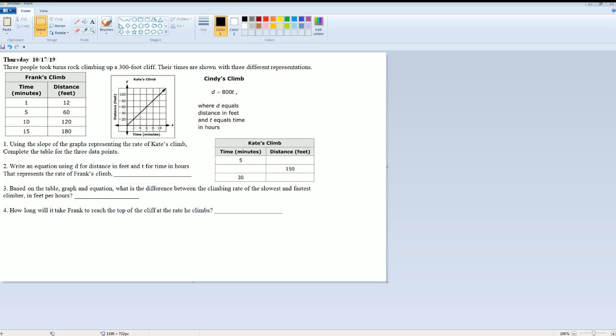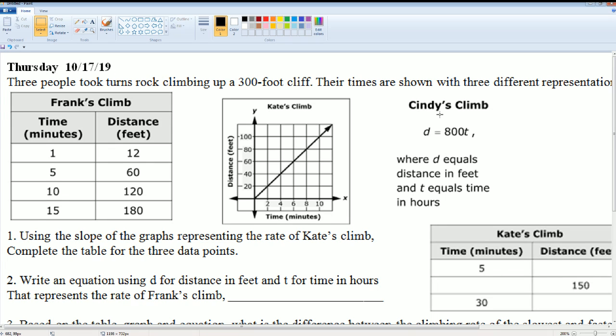It says three people took turns rock climbing up a 300-foot cliff. Their times are shown with three different representations. Here we go: Frank, Kate, and Cindy. Use the slope of the graph to represent the rate at which Katie climbed. Complete the table for the three data points.